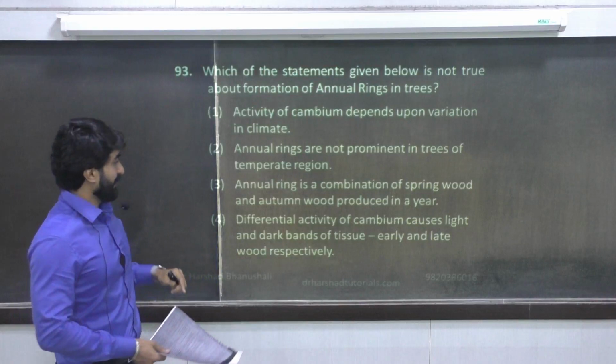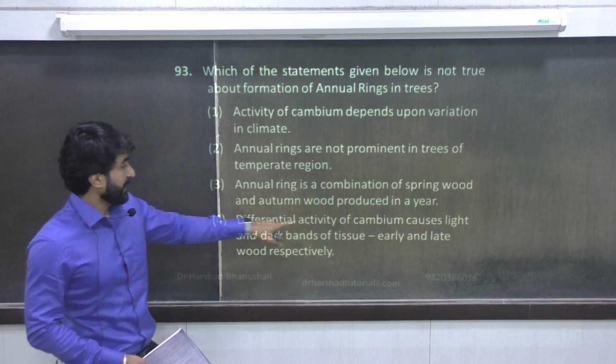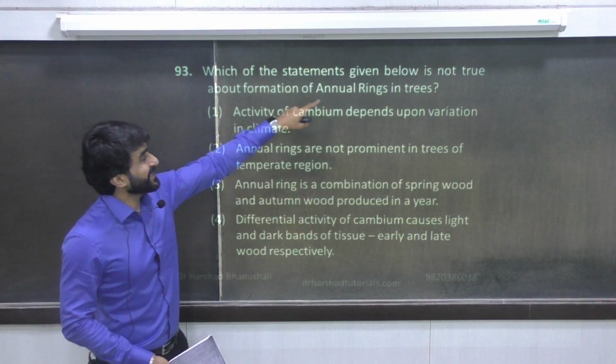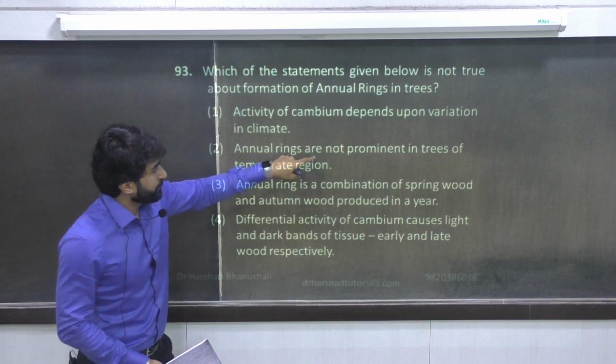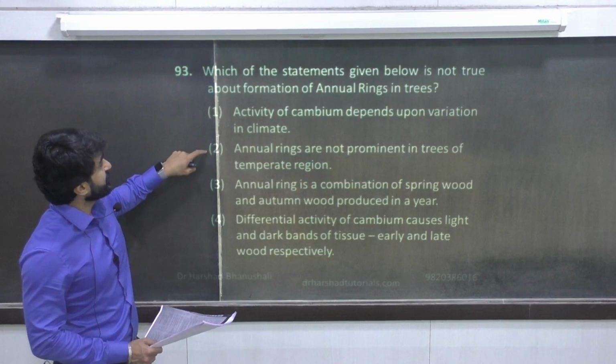I don't need to read the other options, but we'll still do. Annual ring is a combination of spring wood and autumn wood. That's true. Differential activity of cambium causes light and dark bands of the tissue, early and late wood respectively. Again, it's a true statement. So they have told us to find out the incorrect statement. Out of the four options, the second option is the incorrect statement, because it tells you that annual rings are not prominent in the temperate regions, which is not correct. So the answer for this question number 93 would be option number 2.